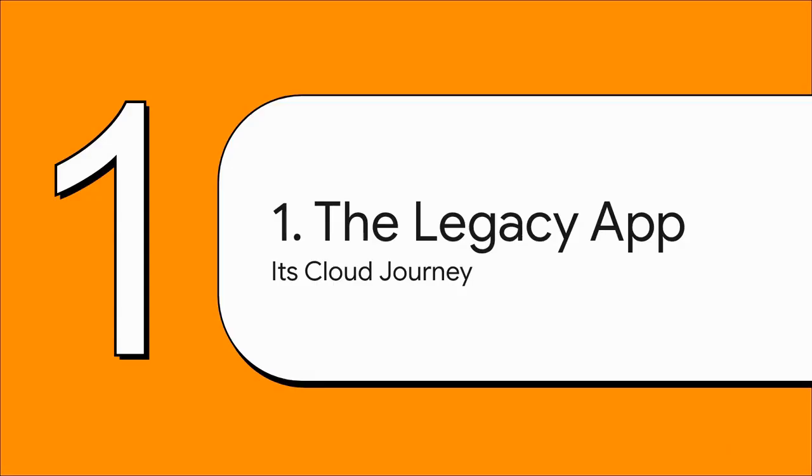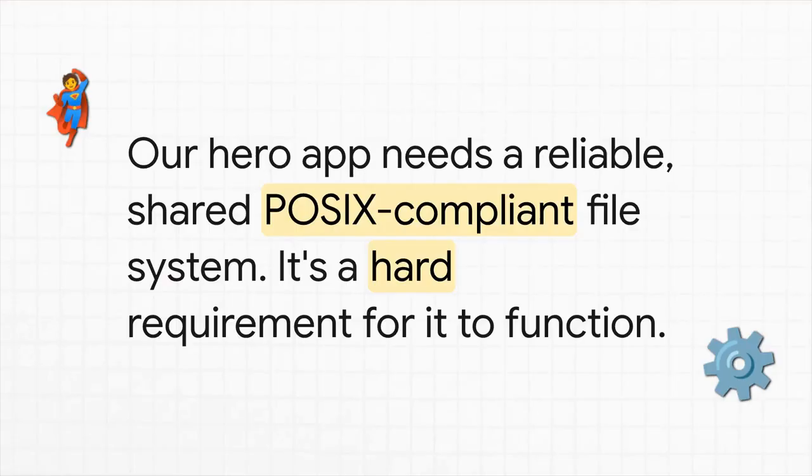So to figure out the solution, we first have to really get to know the hero of our story. Let's just call it the legacy app. It's been doing its job for years, maybe even decades, and now it's time to go to the cloud. Now, the most important thing to understand about our hero app is its core need. It wasn't built for a modern object store like S3.